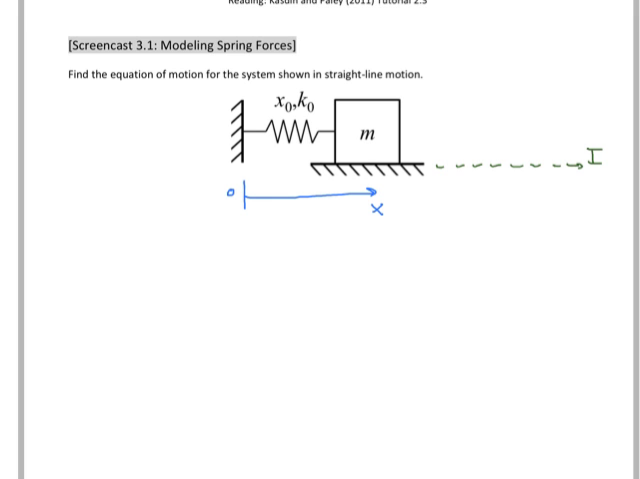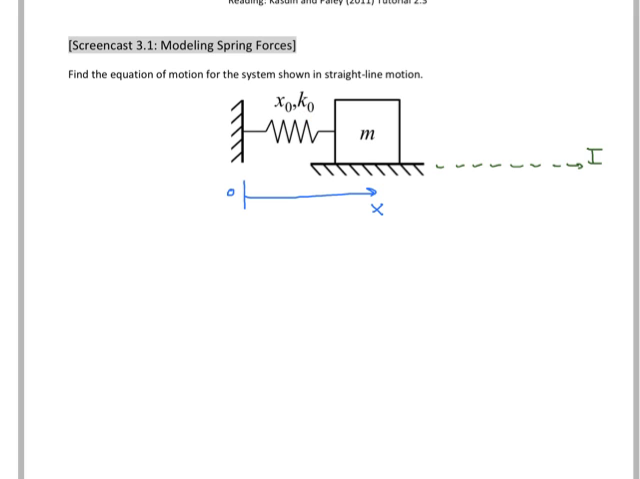Now to find the equation of motion, we're going to apply Newton's second law, which is F equals ma, and we need to determine what the forces are that are acting on this mass m. The only force that we're showing here is a spring force. A spring exerts a force that's proportional to the distance that the spring is displaced from the resting length x naught. And this is governed by a coefficient k naught.